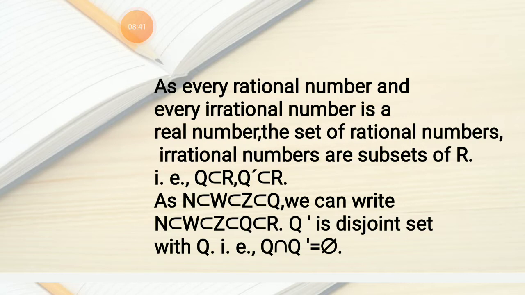Q dash is a disjoint set with Q, that is Q intersection Q dash is the empty set. A number cannot be a rational number and an irrational number. A number cannot be both rational and irrational.